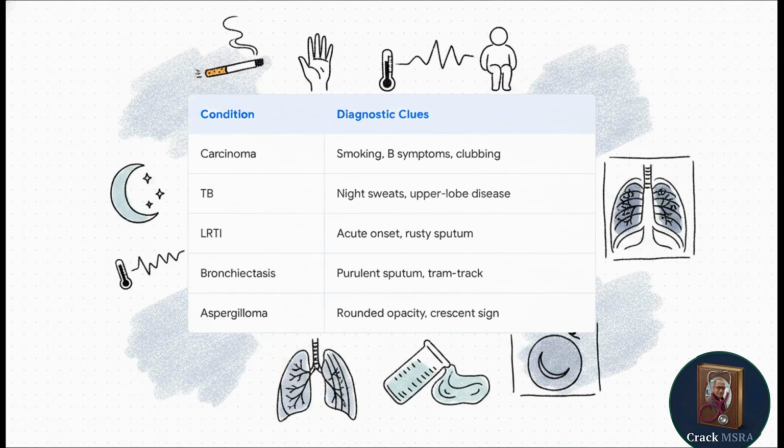For bronchiectasis, the defining narrative is a long-standing history of coughing up copious amounts of purulent sputum paired with tram track opacities or ring shadows on imaging. And for an aspergilloma, a fungal ball, you're looking for a classic crescent sign. This is a rounded opacity sitting inside a pre-existing cavity, usually a legacy TB cavity, surrounded by a crescent of air. Spotting that crescent sign is an instant point on the exam.